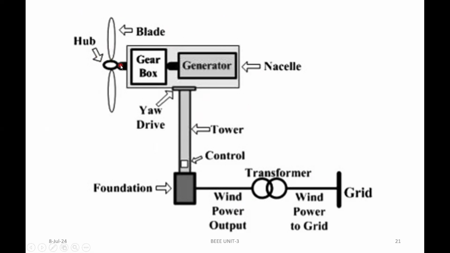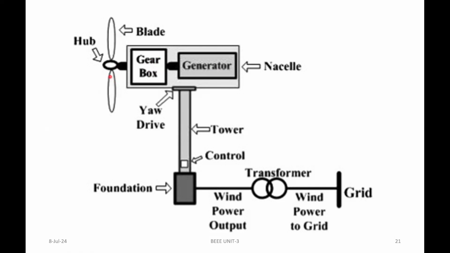We have a nacelle here. The nacelle houses the main components: the gearbox, generator, and control system. Everything is inside the nacelle. Tower: this entire tower supports the nacelle and rotor blades, elevating them to capture the stronger winds at higher altitudes. And we can observe one more thing here, the gearbox. It increases the rotational speed of the turbine shaft to match the generator requirements. That's the intention of having this gearbox.